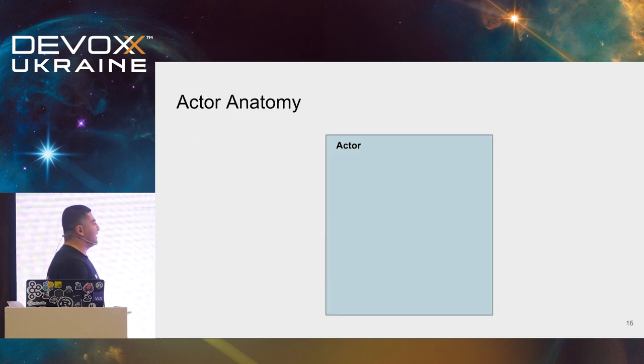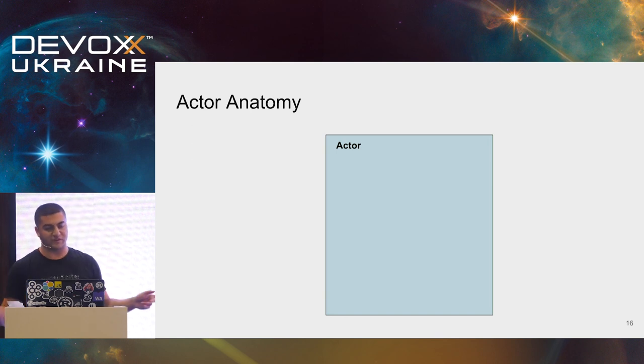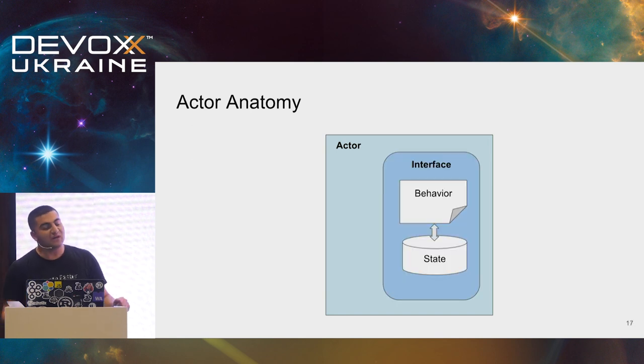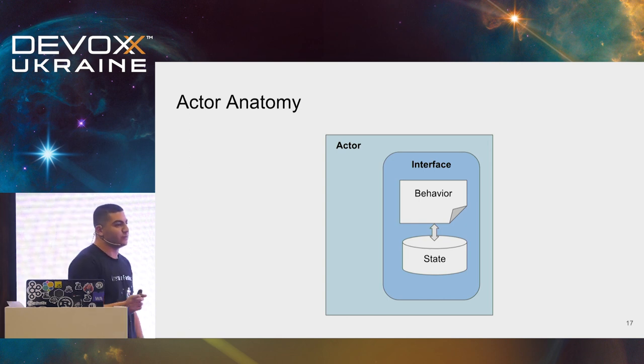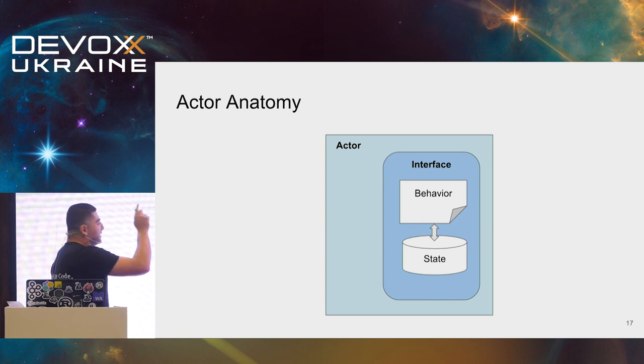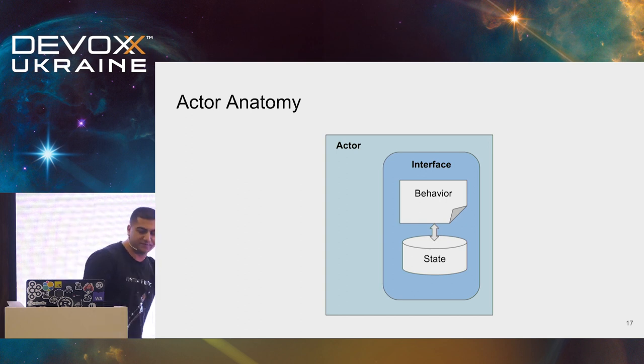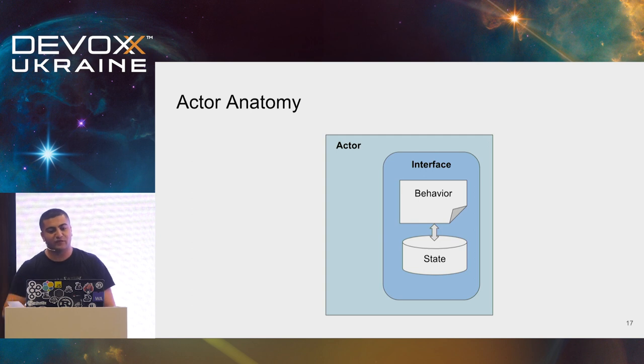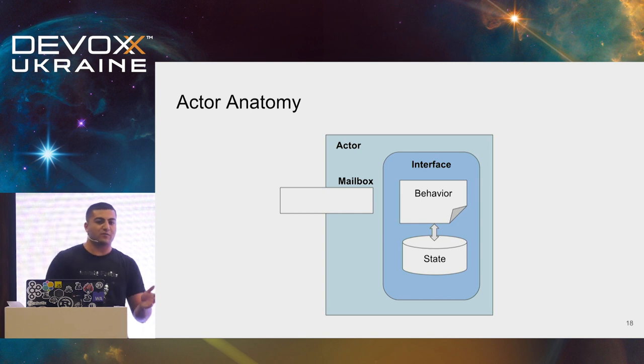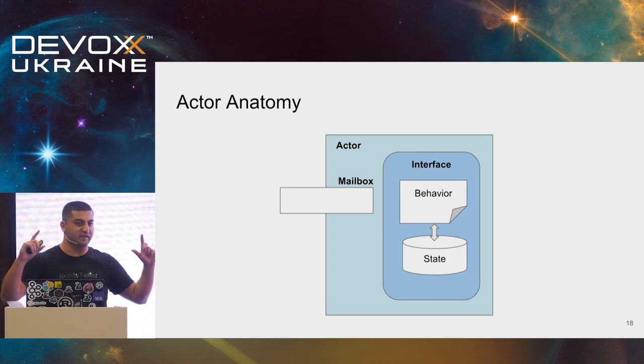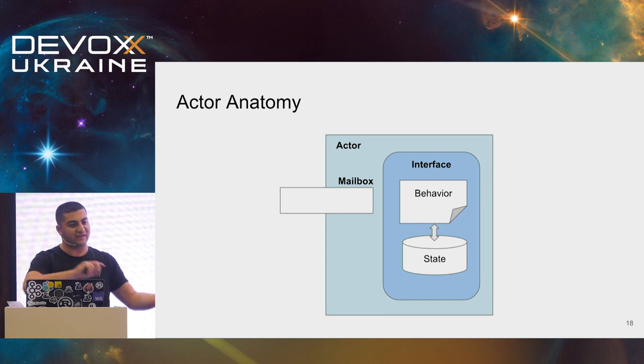If you take a look at the anatomy of an actor, we have this box, which we call an actor. An actor has an interface, and you will understand this after. He has a behavior. The behavior is a list of messages he can understand. He has a state that he can change, that can be a local variable, everything you want. And if we want to communicate with him, we use a mailbox. A mailbox is just a concurrent list, but you don't manage this. You let the runtime system do this.